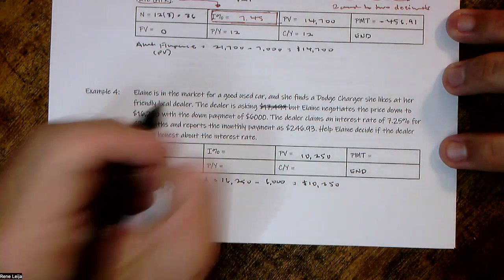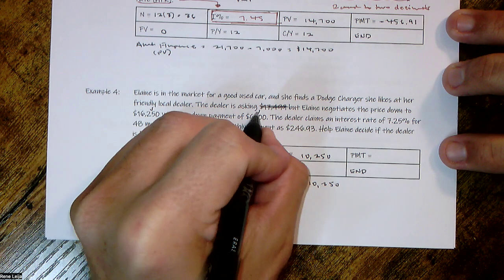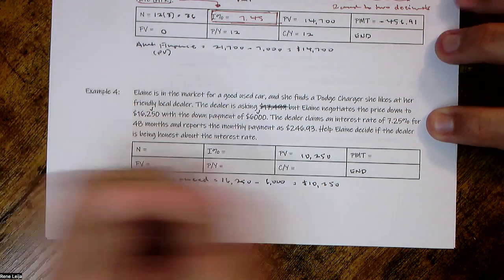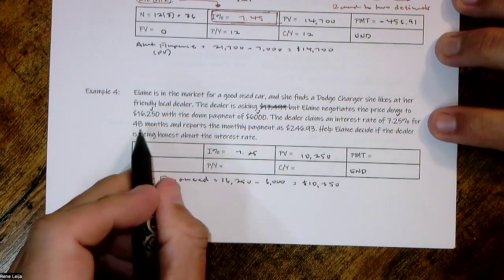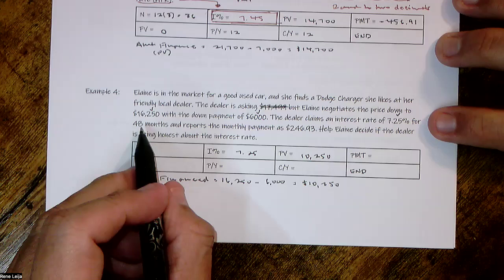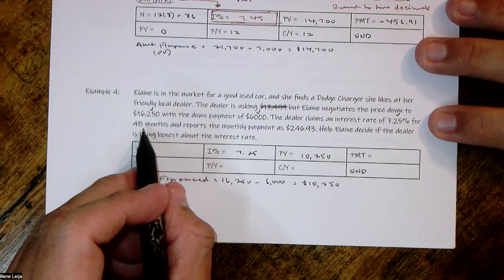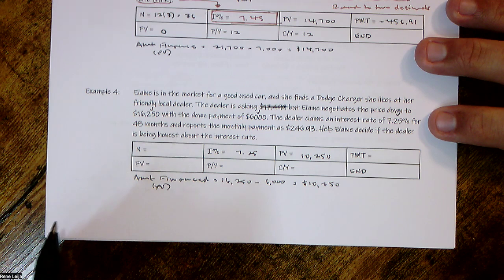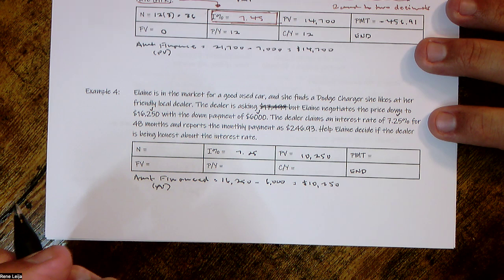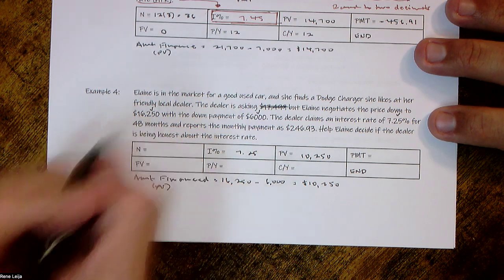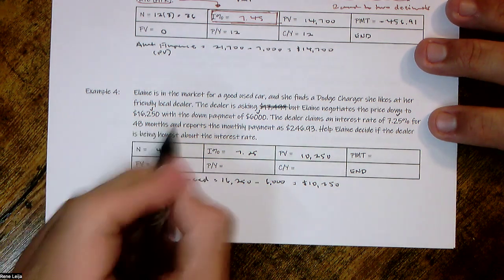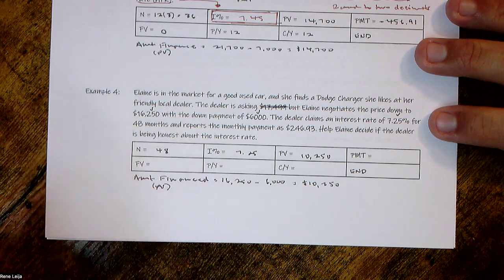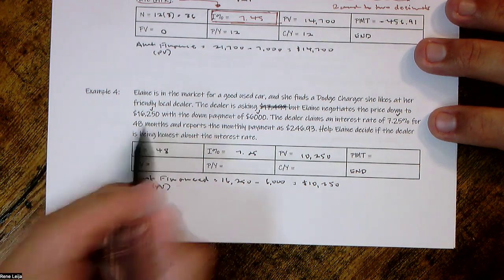Okay, so check, check. The dealer claims an interest rate of 7.25%. Check. For 48 months. 48 months is how many years? If you divide that by 12, that's 4. So this is compounded monthly for 4 years, but they gave us big N, so I'm just going to write in 48. I'm just emphasizing this so that you'll know where that's coming from.